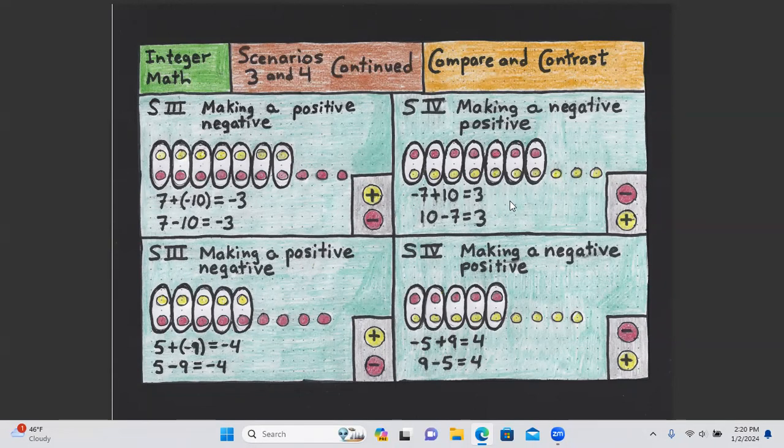So we can say that a negative 7 plus 10 is equal to 3, but we can switch, as we mentioned in an earlier video, and say 10 minus 7 is equal to 3. Keep in mind that 10 is positive and it has a greater absolute value. So your answer is going to be positive as well. You can see that playing itself out right here.